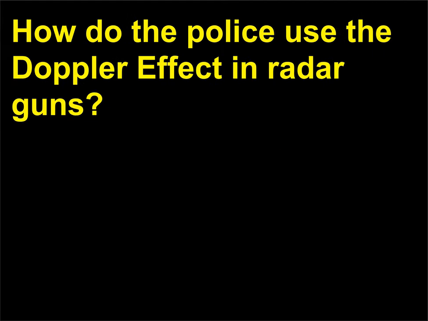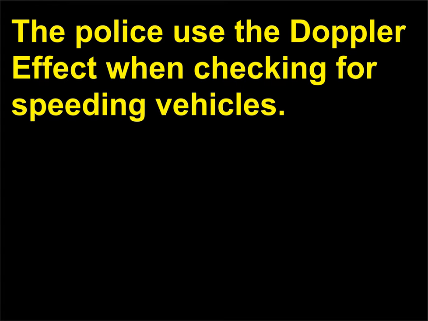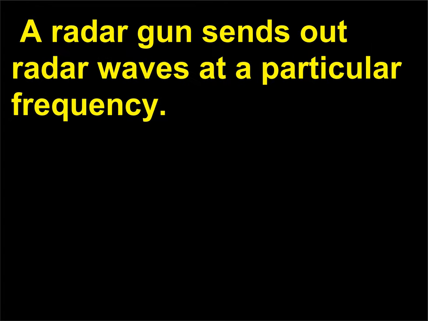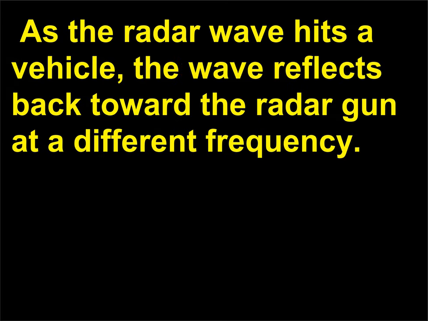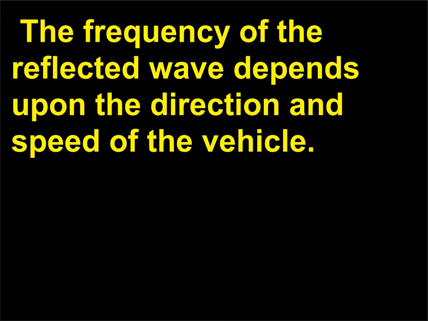How do the police use the Doppler effect in radar guns? The police use the Doppler effect when checking for speeding vehicles. A radar gun sends out radar waves at a particular frequency. As the radar wave hits a vehicle, the wave reflects back toward the radar gun at a different frequency. The frequency of the reflected wave depends upon the direction and speed of the vehicle.